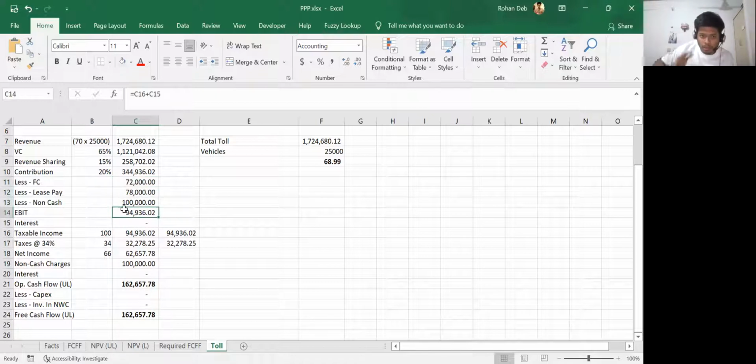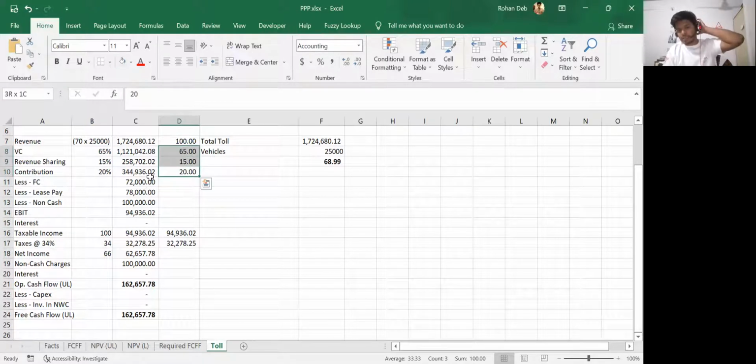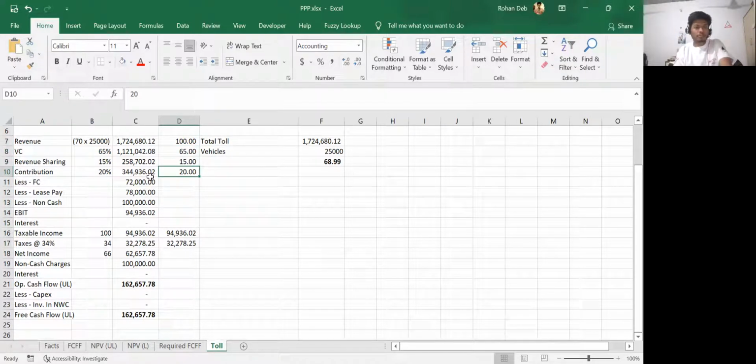So when I'm trying to find out the contribution again, what I'll do is 94,936 plus 1 lakh plus 72,000 plus 78,000 comes to 3,44,936. Now 3,44,936 is equal to 20%. So initially, you remember, this is 100, this is 65, this is 15, and this comes to 20. If you add these up, you come to 100. So out of 100, reduce 80%, you get the contribution. This is given in the question.